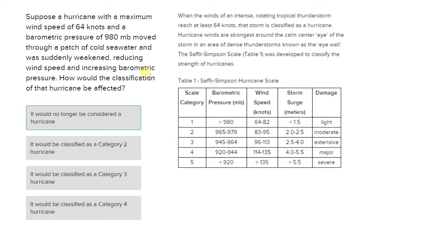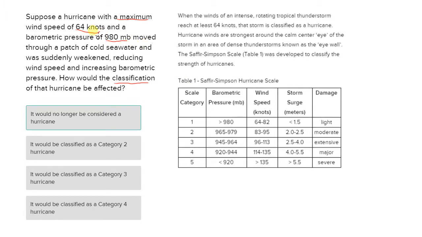So, what they give us is that they're saying that suppose a hurricane with a maximum, so keyword maximum, wind speed of 64 knots and barometric pressure of 980 millibar moved through a patch of cold seawater, was weakened, reduced its wind speed, and increased its barometric pressure. So how would the classification of that hurricane be affected? Would it no longer be a hurricane? Would it be a category 2, become a category 3, or become a category 4 hurricane?